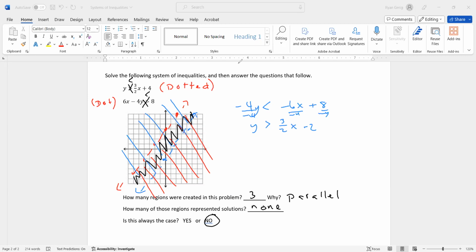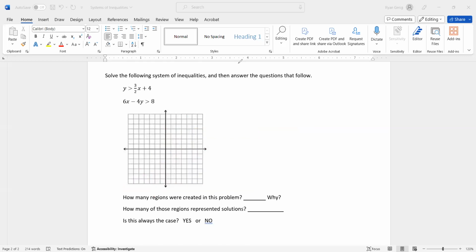Okay, so that is systems of linear inequalities, and that is the conclusion of the unit.